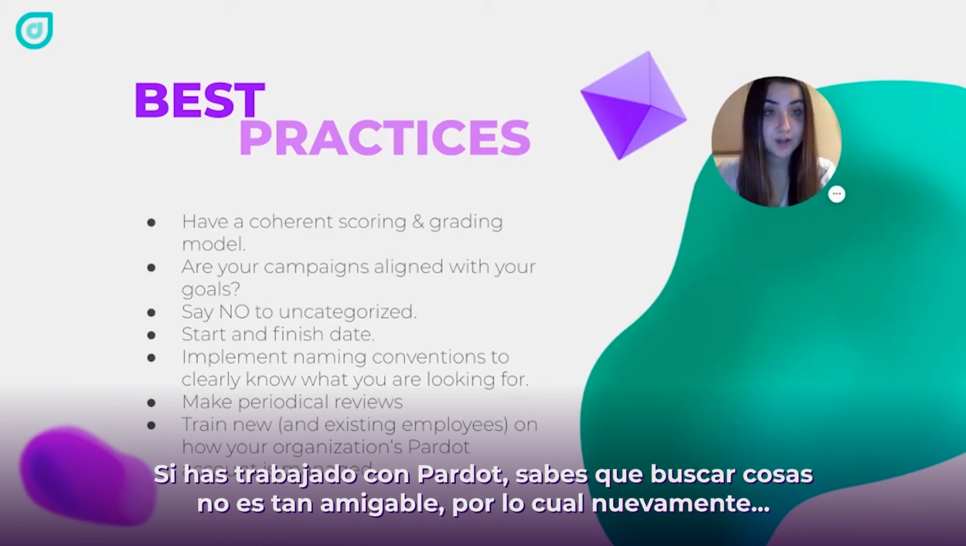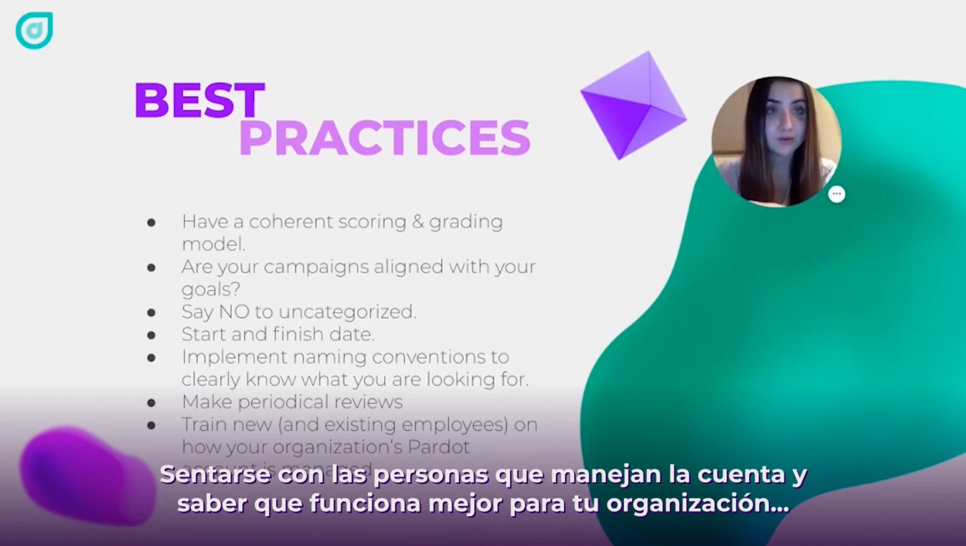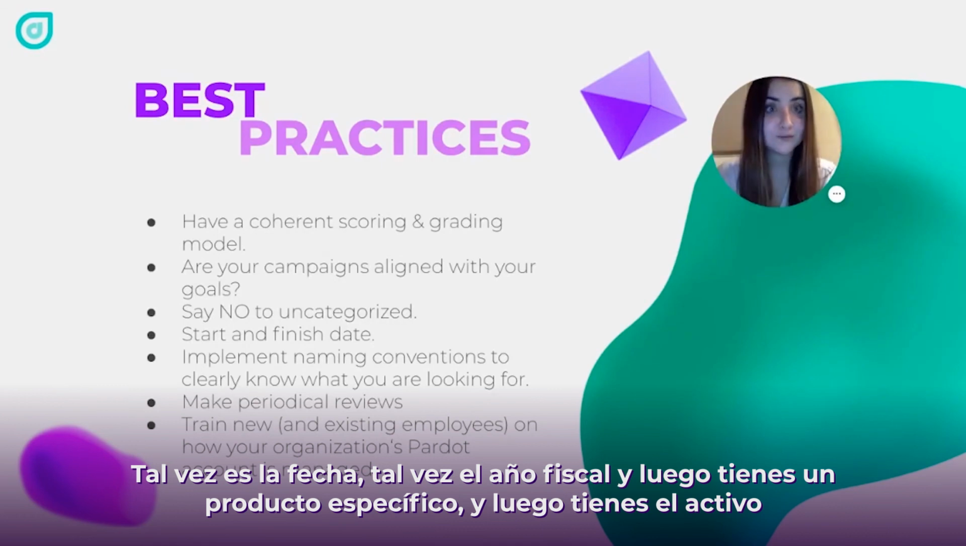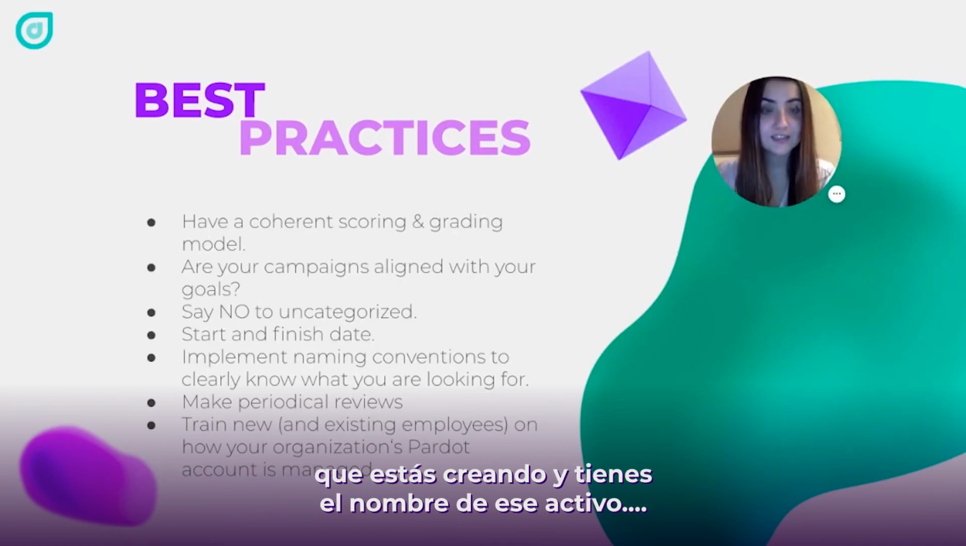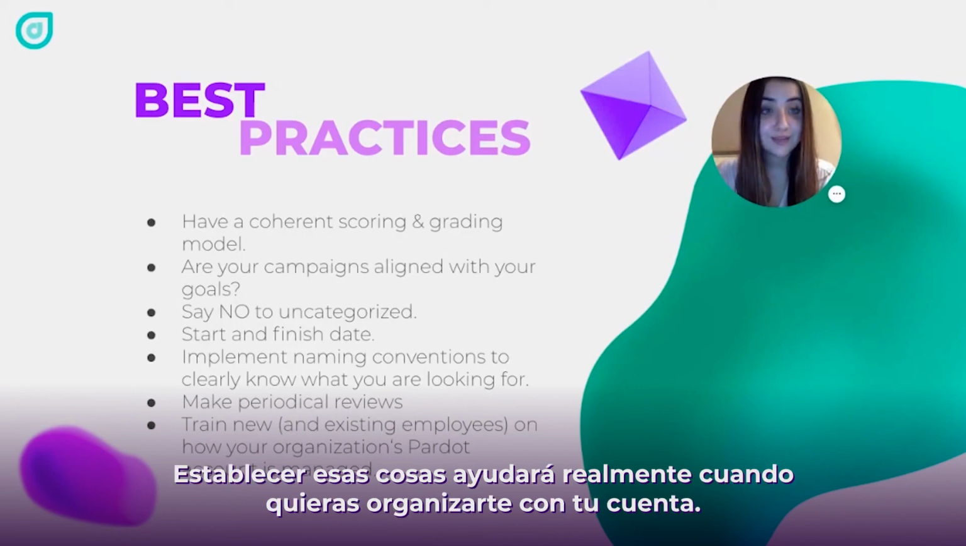If you have worked in Pardot, you know that looking for things is not so friendly. So again, sit with the people that manage your account and know what works best for your organization. Maybe it's the date, maybe it's the fiscal year, and then you have the specific product, and then you have the asset that you're creating and the name of the asset. Establishing those things is going to really help you once you want to get organized with your account.